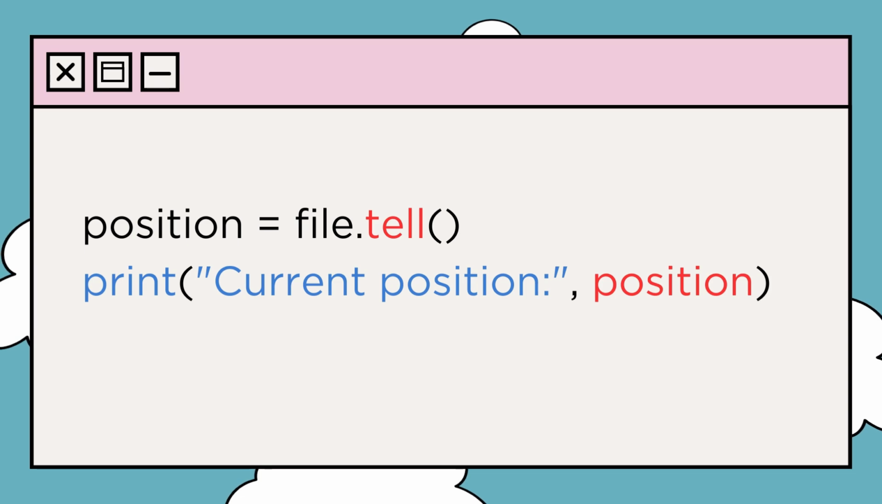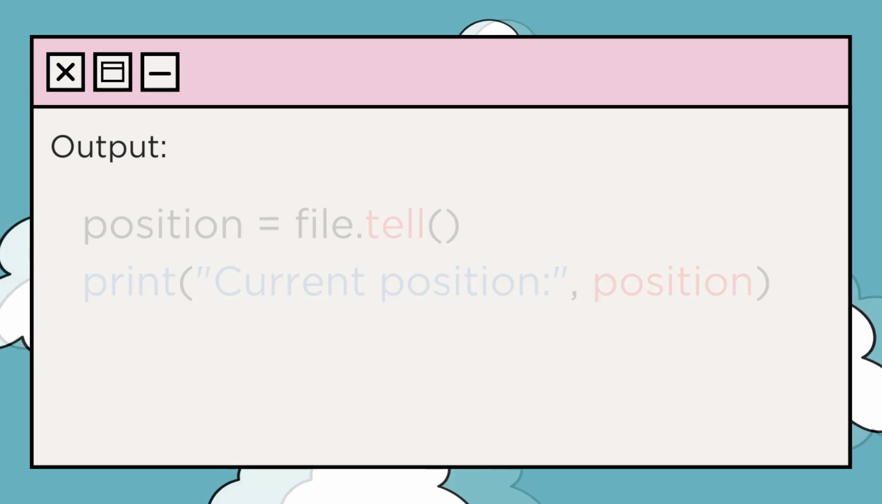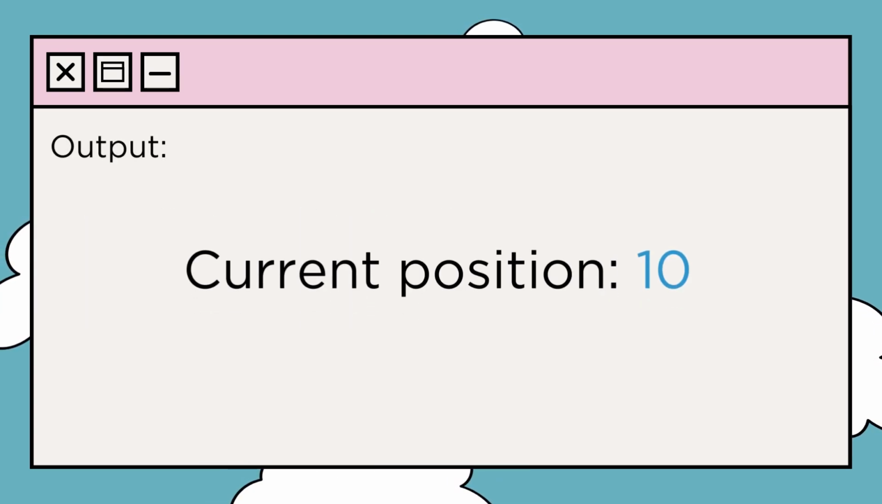Now, after using seek, you can double-check your position within the file using file.tell(). Let's run this code to verify the updated position within the file. We will get 10 as the output, which is the current position within the file after the seek operation, which is 10 bytes from the beginning.